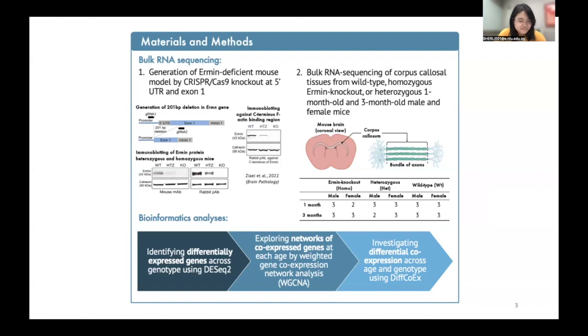So for my analysis, first I conducted a differential gene expression analysis to look across genotype if there are differences caused by Ermin deficiency. And then I also conducted a weighted gene co-expression network analysis, which looks at networks of genes that have similar patterns of expression, suggesting that they have similar regulatory processes. And then I also did a differential co-expression analysis, which looks at how these co-expressed networks differ across the genotype condition.